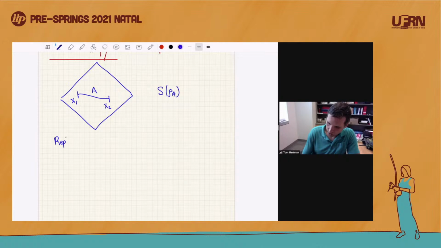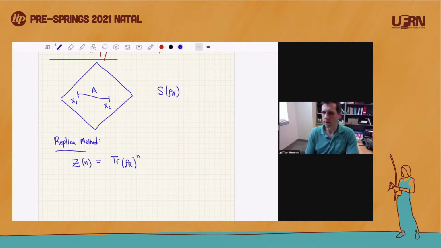To do this, we're going to use the path integral and the replica method. The replica method is as follows. We first calculate the trace of rho_A to the n, and then we can extract the log if we can calculate this for all n. The motivation for doing this is just that logs are hard. Let me write the formula again.